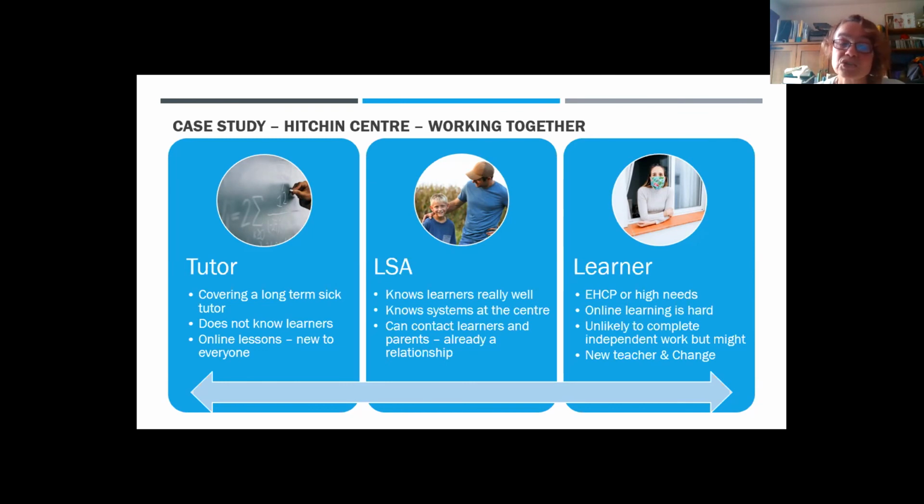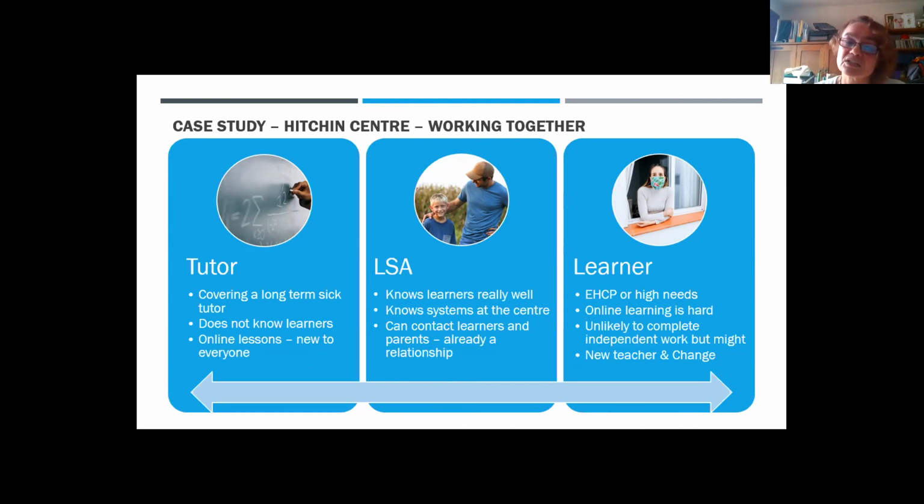So I built the relationship with the LSAs that did know the learners really well, and they were able to then communicate with the learners and get them online. And by the time I went back into the classroom, of course, they knew who I was, they knew what the expectations were, and then it was much easier to get them to engage.